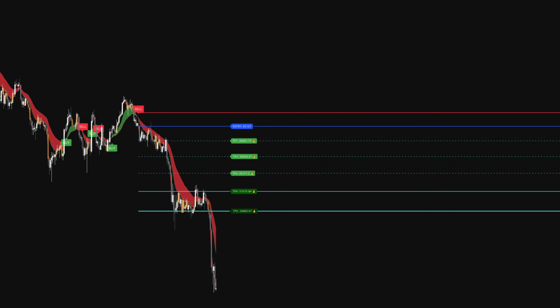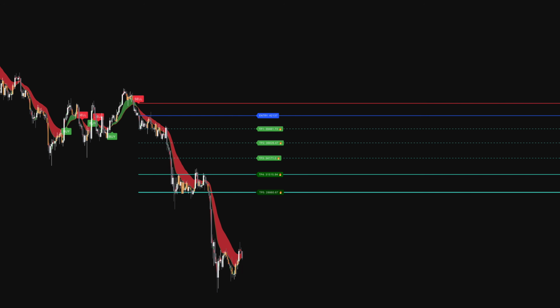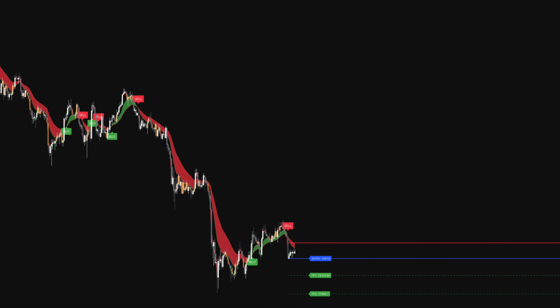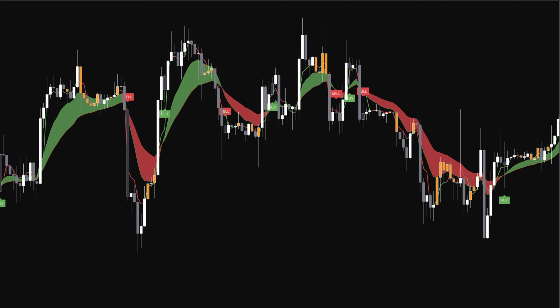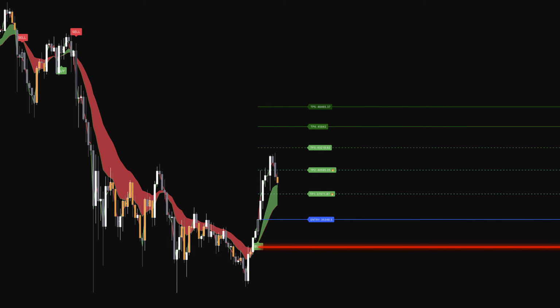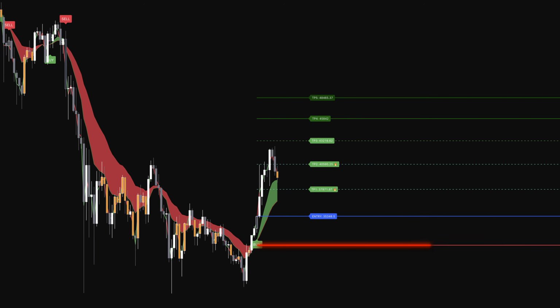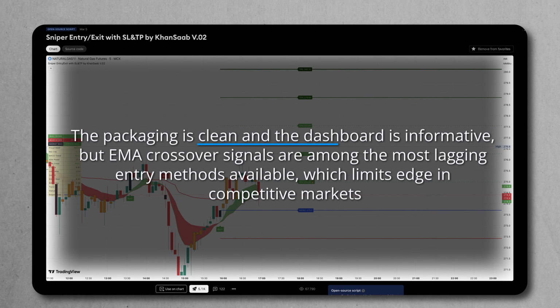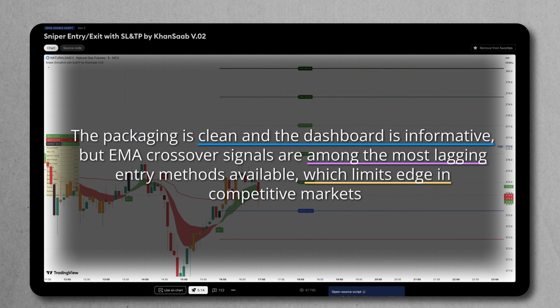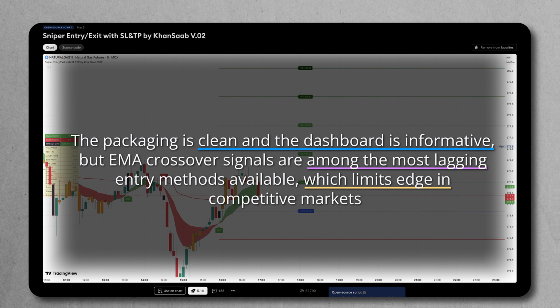The ATR-based target ladder also adapts to volatility automatically, which prevents the problem of fixed values becoming irrelevant as conditions shift. However, EMA crossovers are inherently lagging, and entering at the crossover point often means the favorable portion of the move has already passed. There is no dynamic stop trail or break-even logic, so position management beyond identifying the target levels is entirely manual. The packaging is clean and the dashboard is informative, but EMA crossover signals are among the most lagging entry methods available, which limits edge in competitive markets.